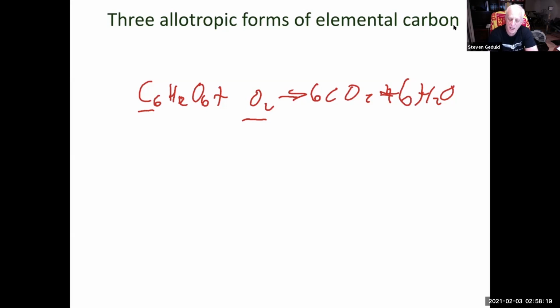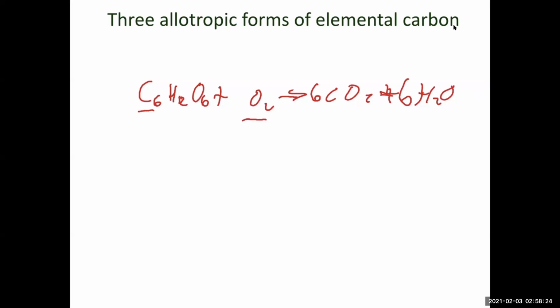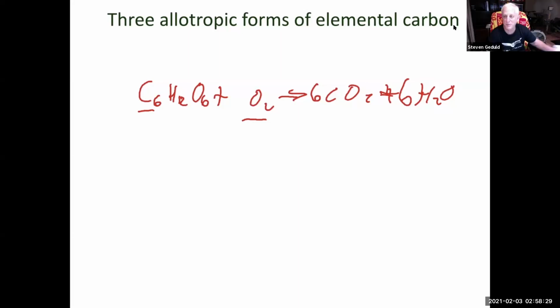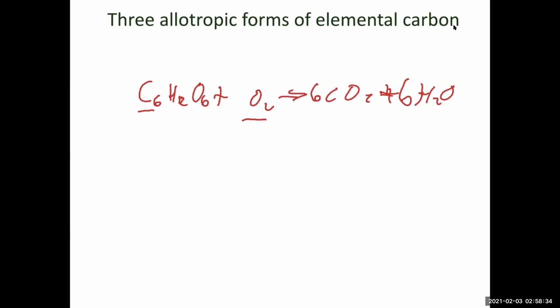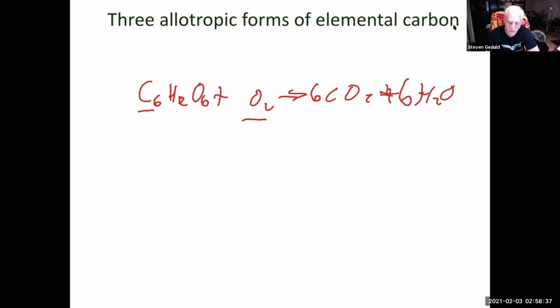How many oxygens are on the right-hand side now? 18. 18, perfect. So we need 18 on the left, right, because we've got 12 here and 6. We already have 6 in the glucose, so we have to add 12 more. So how do we make this say 12? We put a 6 in front of the O2. So there's your balanced equation.